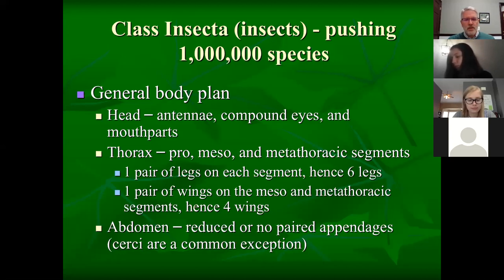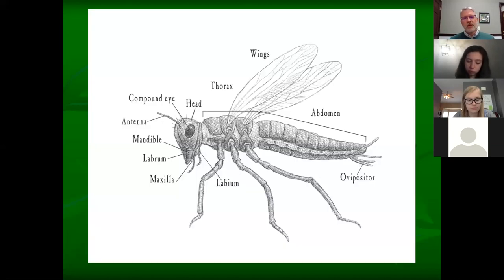And the cerci, which are usually pretty short, stubby looking things that look like rear end antennae, are on the back side of some insects, some more obvious than others. Okay, here's just a generalized insect. We've got, again, the head and compound eyes, antennae, mandibles, labrum. Just kind of know these collectively as mouth parts down here. The prothorax, the mesothorax, and the metathorax.